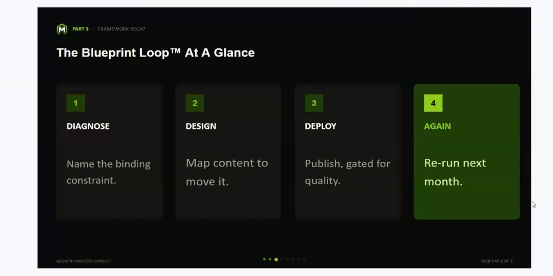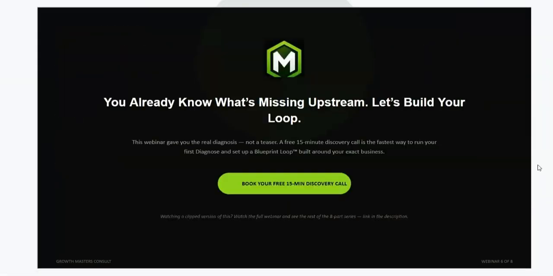So the blueprint loop at a glance. The first one is diagnosis: name the binding constraint. Two is design: map content to move it. So which type of content are you going to do to deal with that particular constraint? Three is deployment: you want to produce and publish, gated for quality. So there are frameworks there to get the quality, so that you don't release the wrong things or just release for release's sake. And then four, doing it again month after month. That's where the loop effect really works with this blueprint. So you can go ahead and do that.